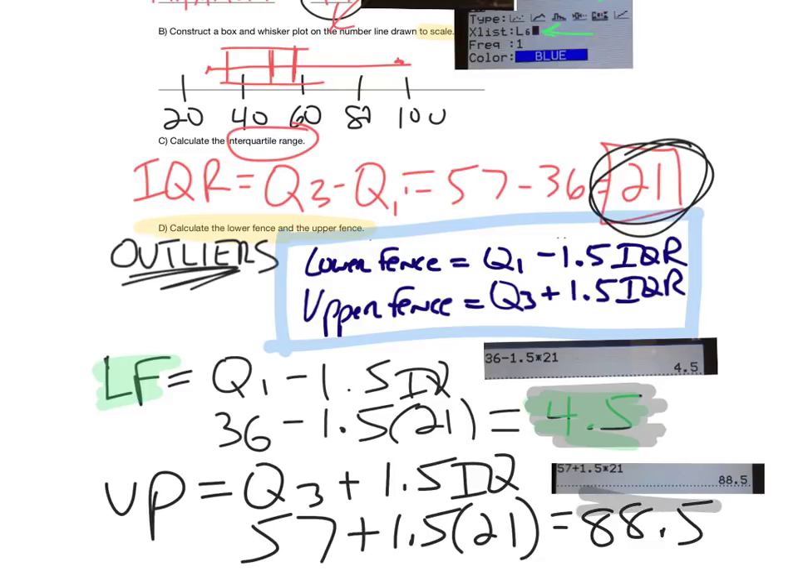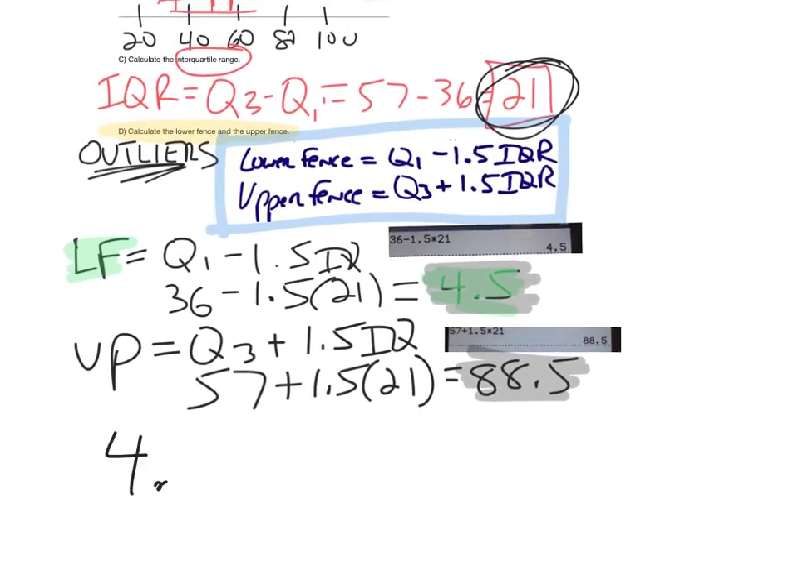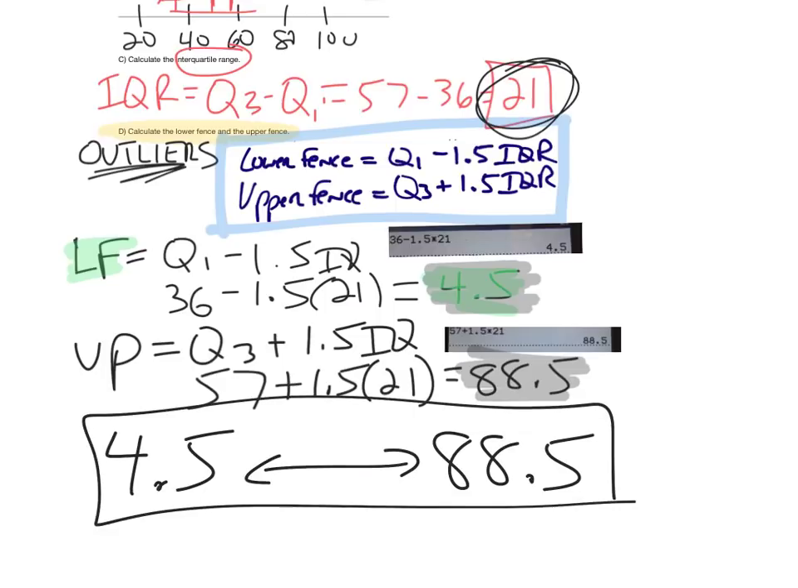So what does that mean? Basically, any data value that's not in between these two fences. So here our fences are 4.5 and 88.5. Any number that's not in this range is considered to be an outlier. And if you look at your data, the number 97 is outside of this range. So the number 97 is considered to be an outlier.